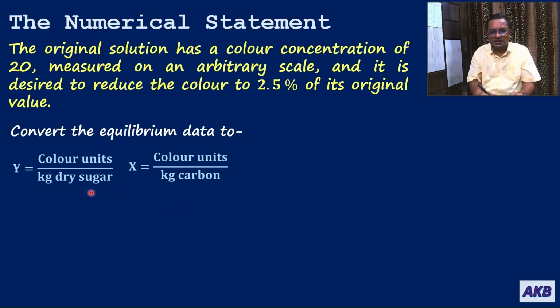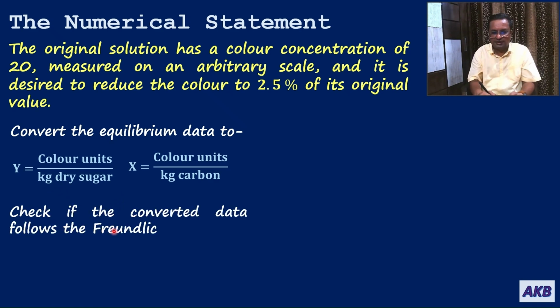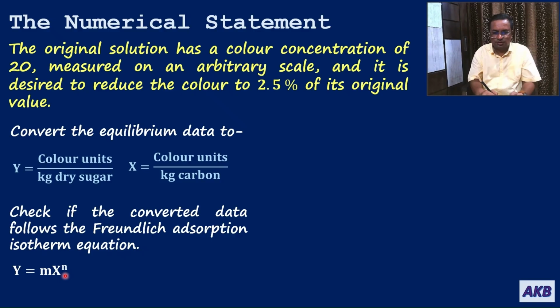So the first task is to convert the given data to capital X and capital Y. And the second task is we have to check if the converted data follows the Freundlich adsorption isotherm equation, which is of this form, capital Y is equal to m into capital X raised to n. So you have to check whether the X and Y values follow this equation.